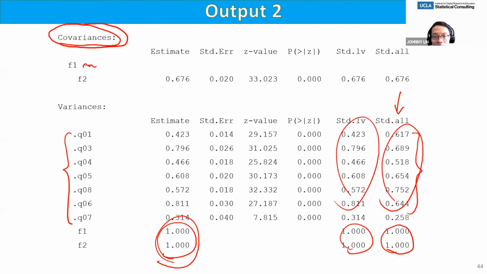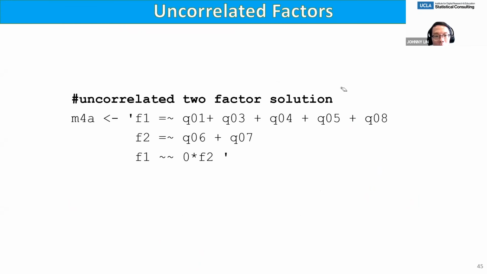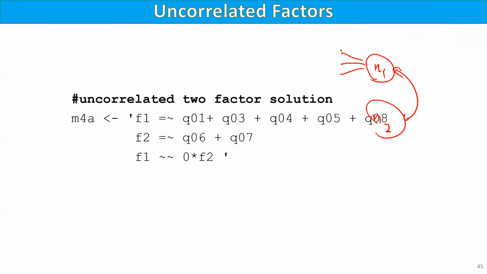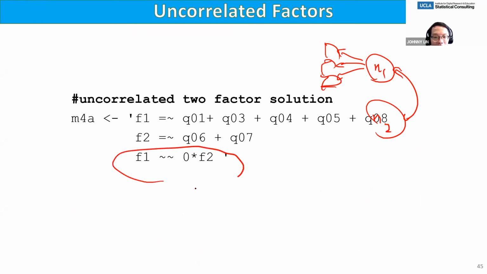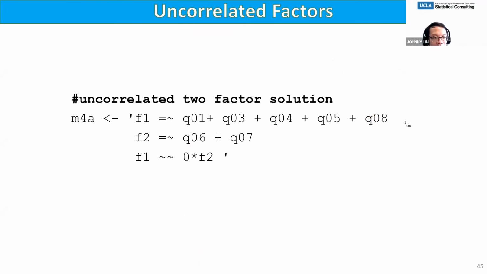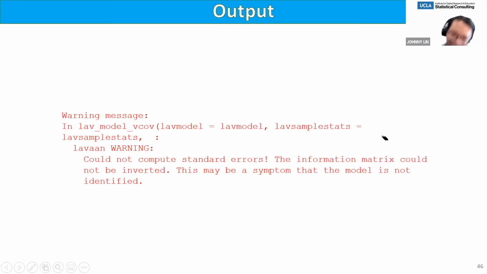And then finally, what if you want to uncorrelate? What would you do to uncorrelate these factors? Set the covariance to 0. Exactly. Good job. Okay, so basically right here is the extra term. F1 covary with F2, set the covariance to 0. Perfect. Now, you probably don't expect this, but this is the output you get.